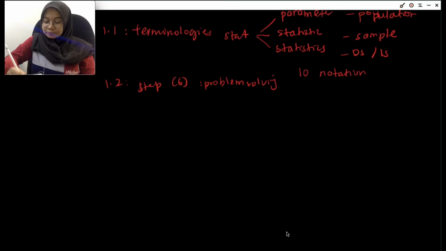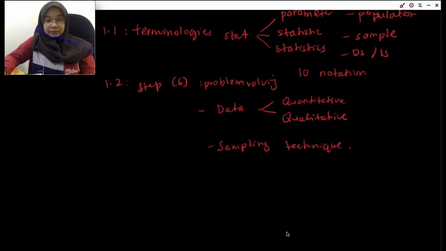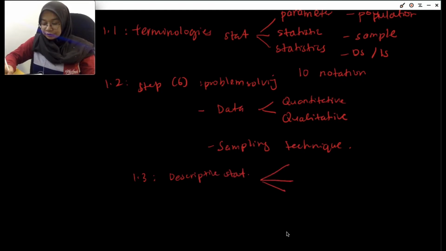In problem solving methodology you have learned to identify, and then you have learned to classify your data. So your data, you have quantitative and qualitative. And then you have the sampling technique. In 1.3 you have what we call a review on descriptive statistic. We have 3 measures here: measure of central tendency, measure of variation, and measure of position.